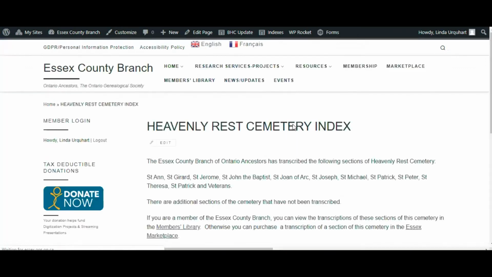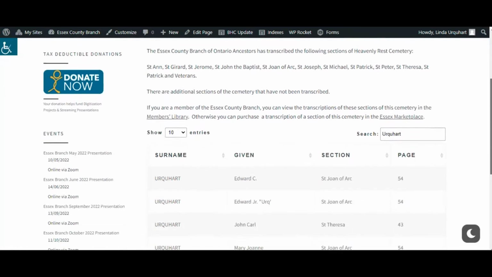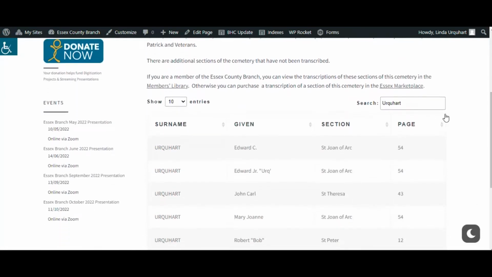And we have the Heavenly Rest Cemetery Index. Again, it's a matter of doing a search. I've already done a search on Urquhart, and you can see that Edward C. Urquhart, who is my father-in-law, and Edward Jr. Urquhart, who was my brother-in-law, are buried in the St. Joan of Arc section of the cemetery.